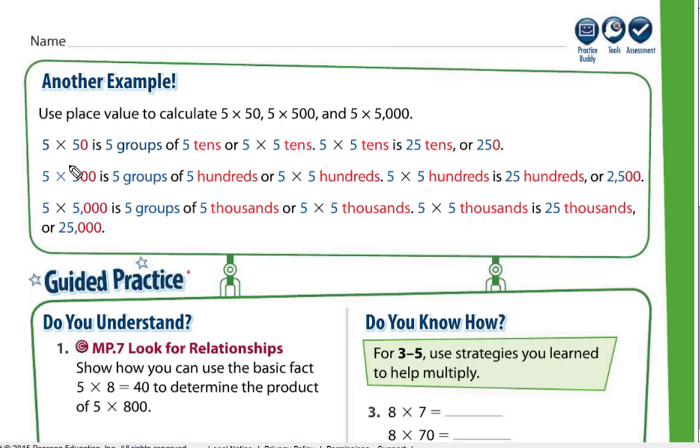We have here another example. We have 5 times 50. We can use it as groups. So 5 times 50, drop the 0, and 5 by 5, 25. 5 times 500, 2 zeros, then 5 by 5, 25. 5 times 5,000, the same. 3 zeros, and 5 times 5 is 25. Okay, now go down.